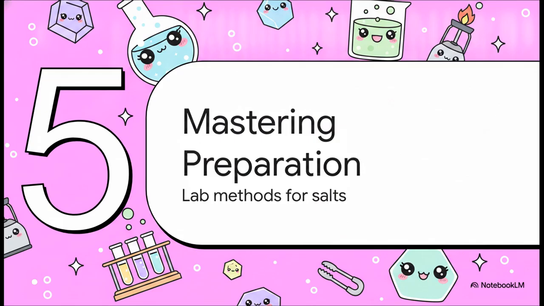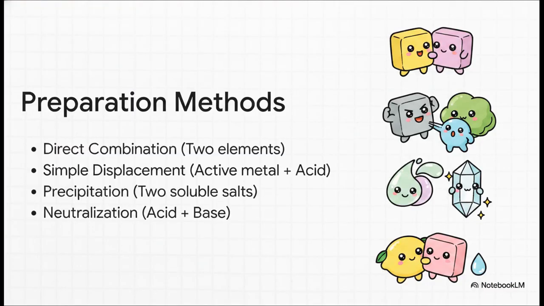Now, how do we actually prepare these specific salts in the lab? This is perhaps the most rigorous part of the syllabus, but I promise we're going to make it incredibly straightforward. So these are your 4 primary preparation methods. If you're making an insoluble salt, you use precipitation. If you need a soluble salt from an acid and an alkali, you use neutralization. And for simple displacement, you must use active metals that are above hydrogen. Remember the mnemonic, please stop calling me a careless zebra, for potassium, sodium, calcium, magnesium, aluminum, carbon, and zinc.